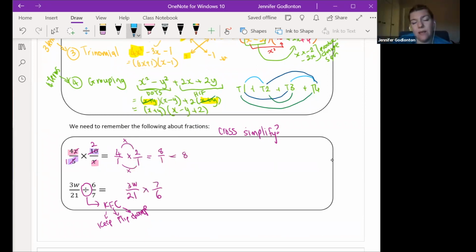We're going to look at our top and a bottom and a top and a bottom, and see if there's something we can do. So 3 can go into itself once and goes into 6 two times. Then we can look at the 21 and the 7. 7 goes into itself once and into 21 3 times. So what am I left with? I am left with W over 3 times 1 over 2. W times 1 is W. 3 times 2 is 6. That is just a very quick reminder of what we do when we have different fractions.